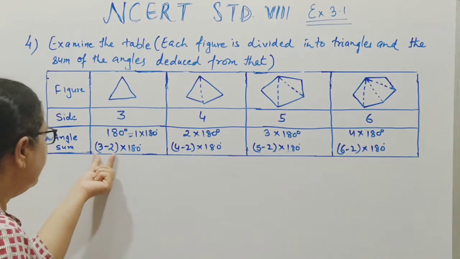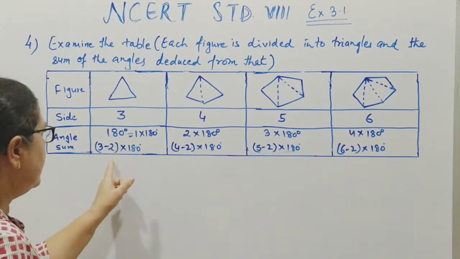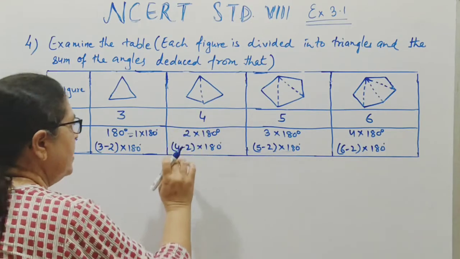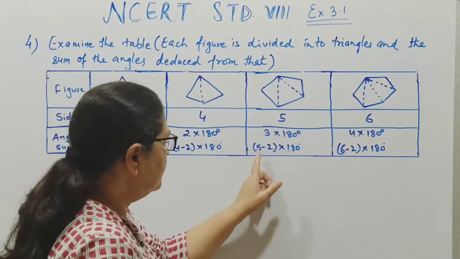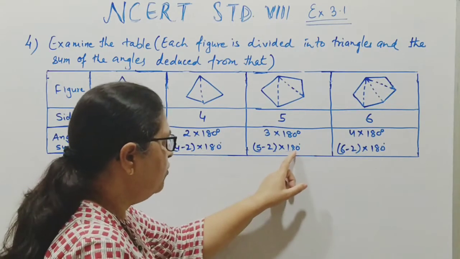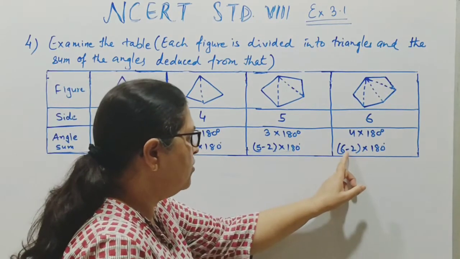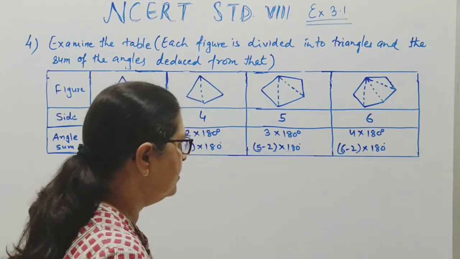So this 3 minus 2 will become 1, 1 into 180 degrees. Now for quadrilateral it is 4 minus 2 into 180 degrees. For pentagon it is 5 minus 2 into 180 degrees. Next hexagon, 6 minus 2 into 180 degrees.